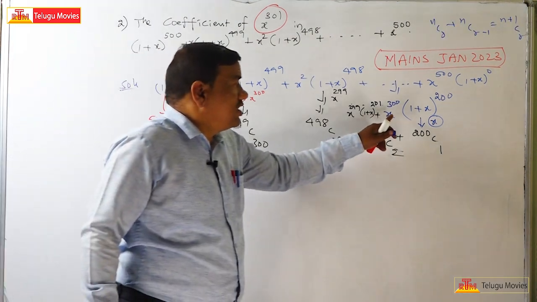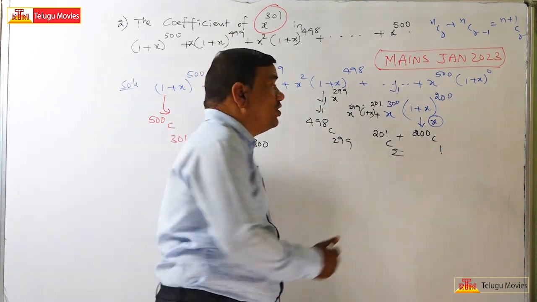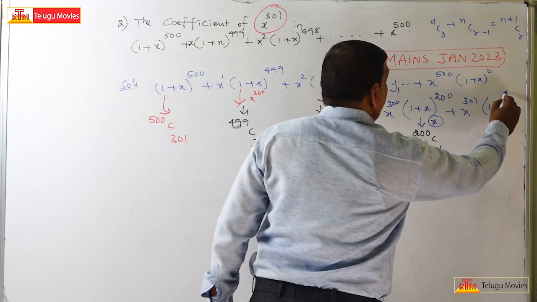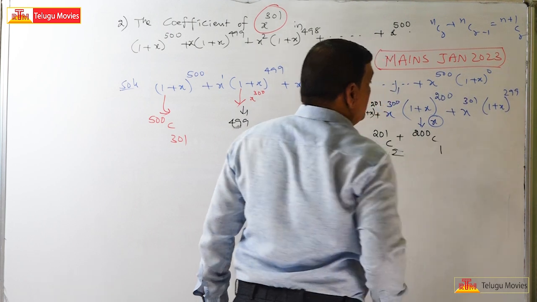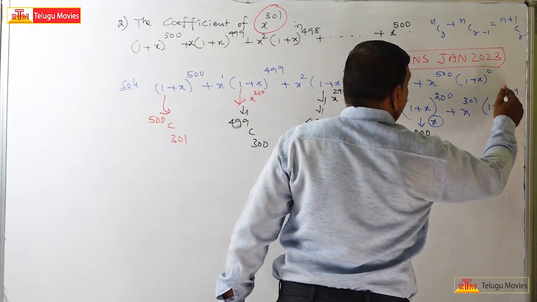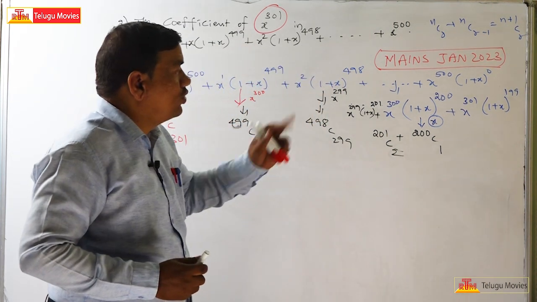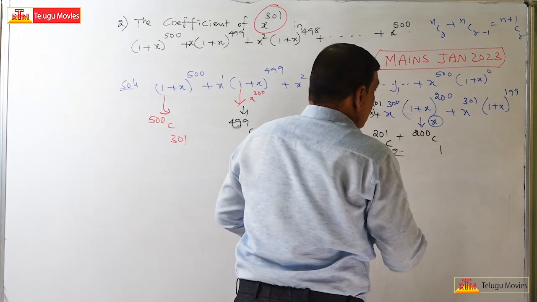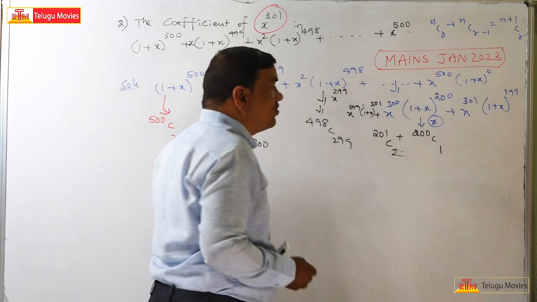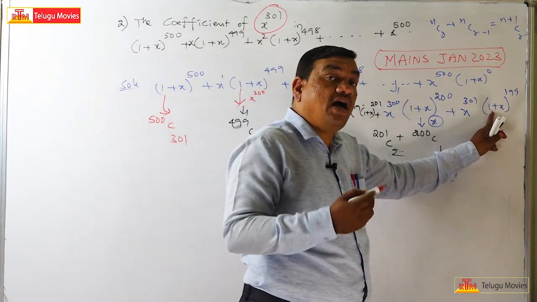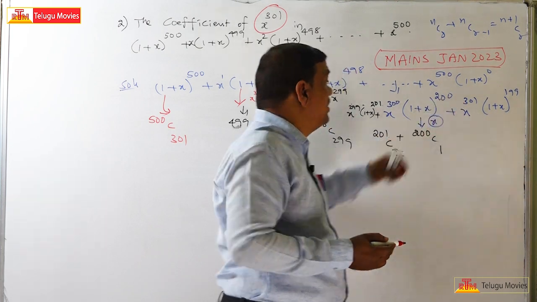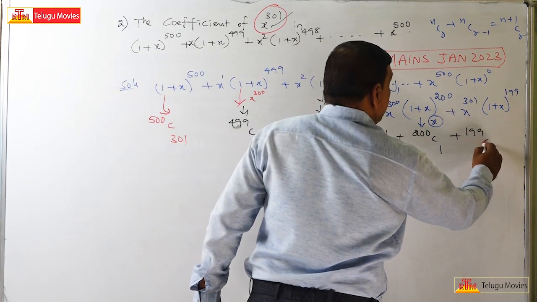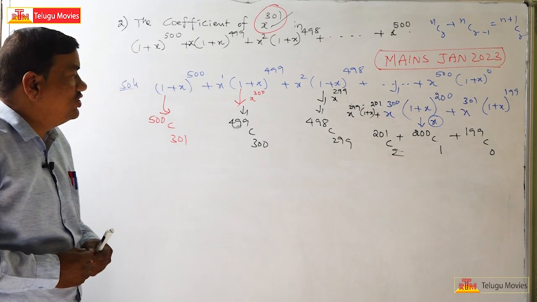So what will be the last term? Already x power 300 is there. One more term will also come, that is x power 301 into (1 + x) to the power of 199. Understand? 301 plus 199 is 500. So here, we want x to the power of 301 only, and already x to the power of 301 is there, so no need of any one more term. What we will get is 199C0.